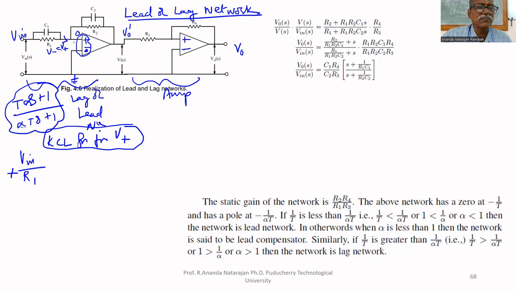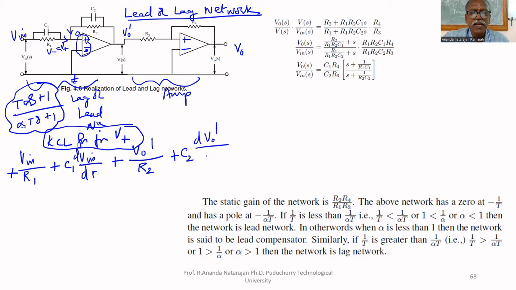Then another current is through C1. Plus C1 dV in divided by dt, that is the current through C1. Plus another incoming current: what is the output voltage? V0 dash. Therefore, V0 dash divided by R2. And another current is through C2, therefore we can put C2 dV0 dash divided by dt equal to 0. Sum of all four currents entering at V plus is equal to 0.